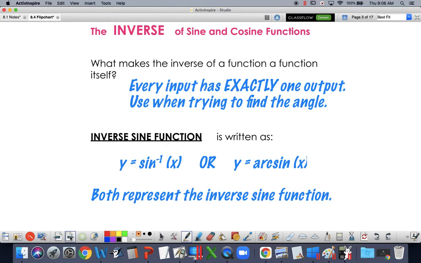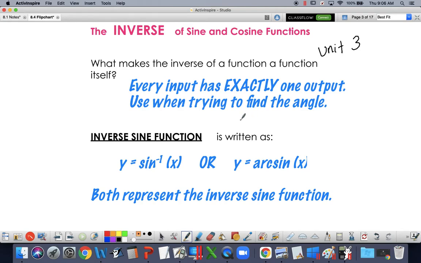Moving on, so the inverse of sine. So what does that really mean? So the first question says, well, what makes the inverse of a function itself? So if we remember from Unit 3, which I know a long time ago, but in Unit 3 we talked about what a function is.